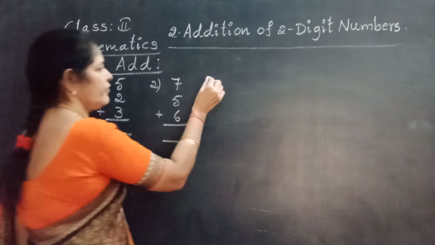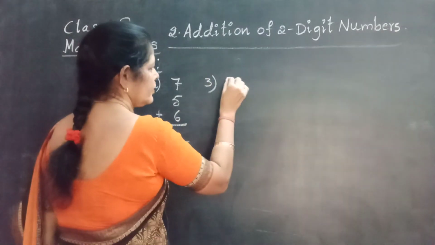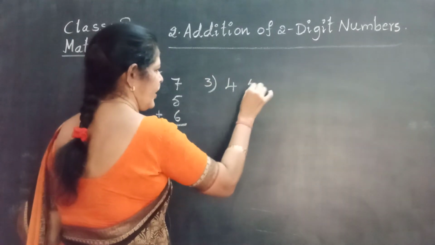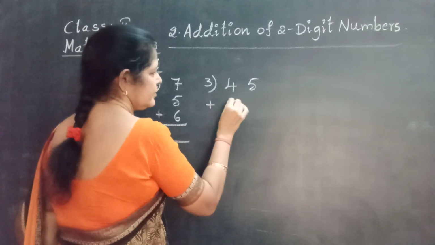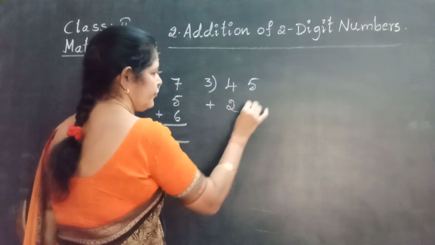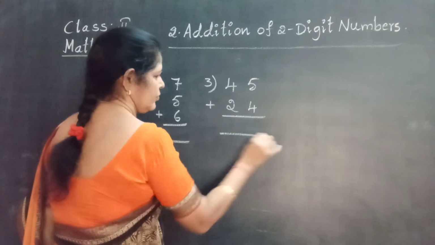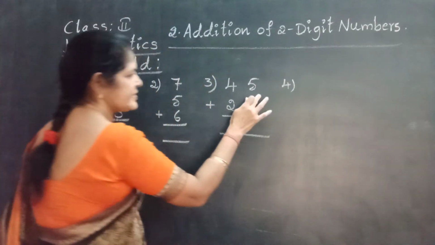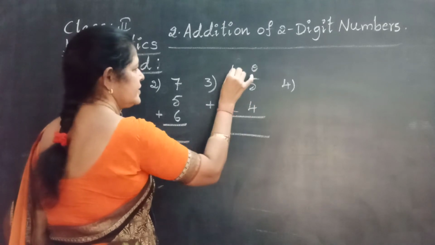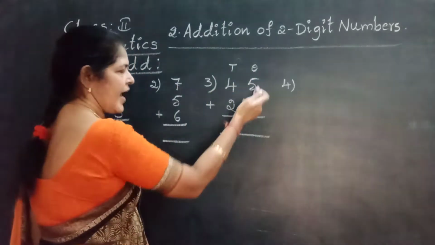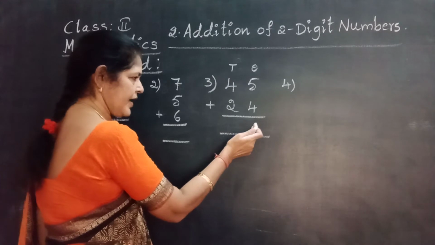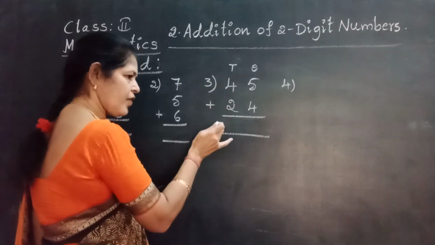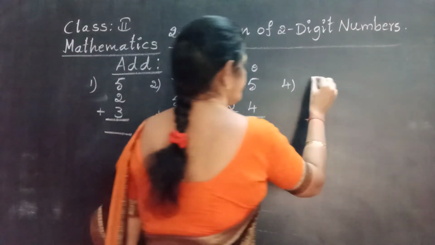Okay, now third one. 45 plus 24. Next one. Here two digit numbers, ones place, tens place. First adding ones, write in the ones place. Next adding tens, write in the tens place. Another one.